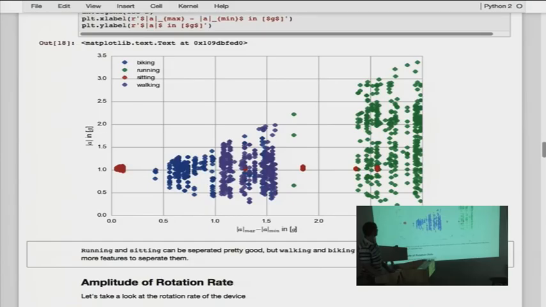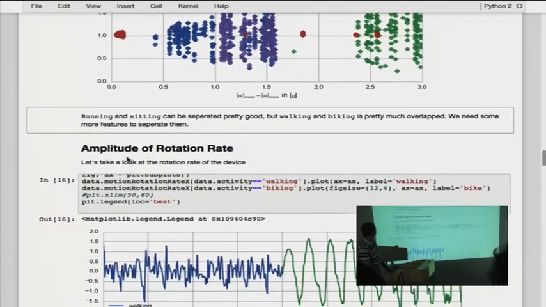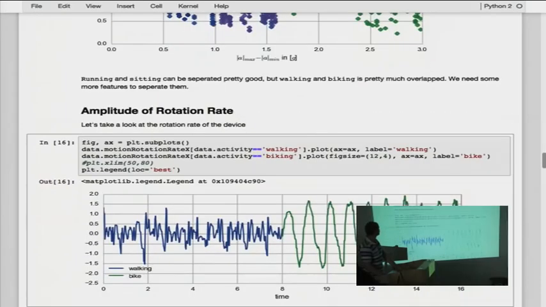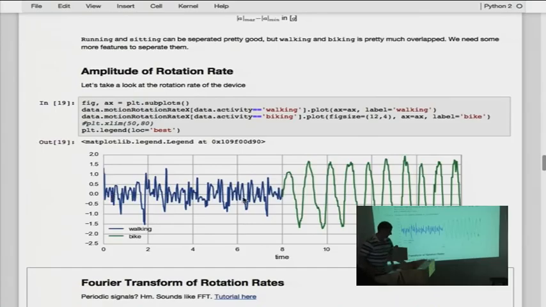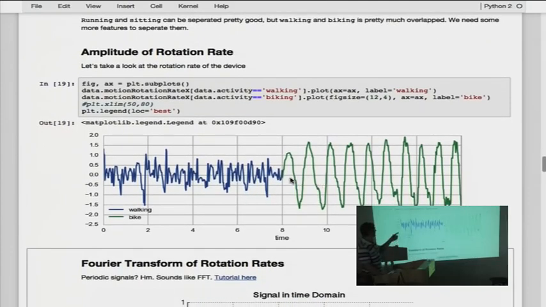So we need a second feature, and this is the rotation rate of the device. The rotation rate is looking like this. Rotation rate means how fast the device is turned. So no turning, no rotation rate. Fast turning, high rotation rate. If you take a look at these values while walking, it's looking like this, and while biking, it's looking like this. So you see, if you have your device in your pocket and you are moving your leg periodically, as you do when biking, then you see a periodic movement of the rotation rate.